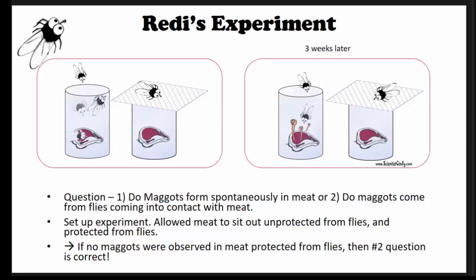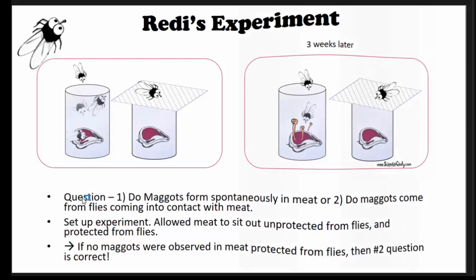So question 1 is, do maggots spontaneously generate from meat, or do maggots come from flies coming into contact with meat? So we set up the experiment. We allowed meat to sit out unprotected from flies and protected from flies. If no maggots were observed in meat protected from flies, then question number 2 must be correct: maggots come from flies that must come into direct contact with the meat.